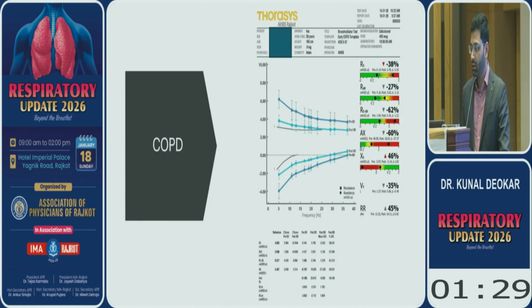This is another case of forced oscillometry, another case of COPD. Now, as with spirometry, we can also do bronchodilator reversibility in forced oscillometry. And what we see is AX. A decrease in AX by 80% and a decrease in R5 by 40% is suggestive of a good bronchodilator reversibility.